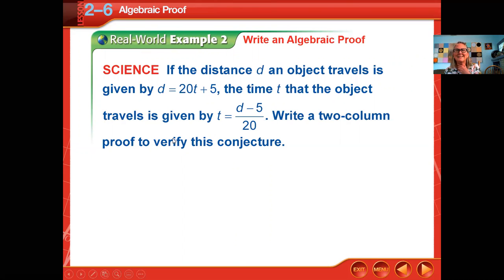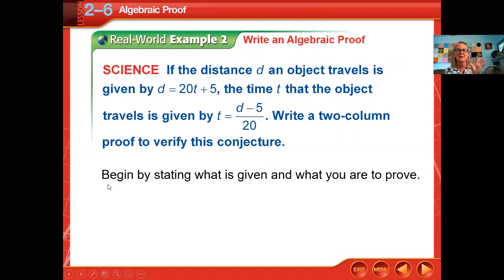Okay, what are they giving me? And that's even what it says here. Begin by stating what is given and what you are trying to prove. Okay, they gave me this original equation right here. So that is given. And we're trying to prove that you could rewrite this equation like this, and it would be an equivalent equation, basically.